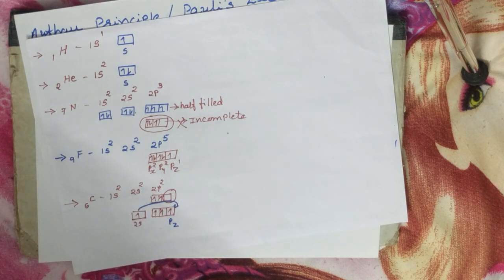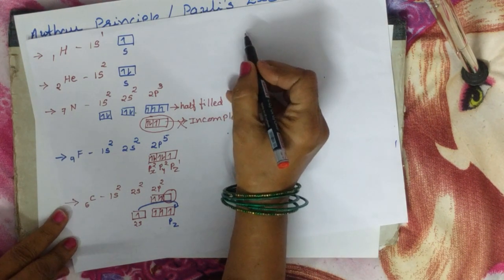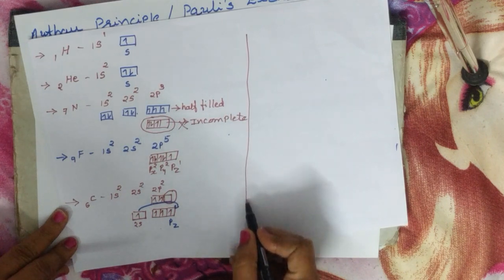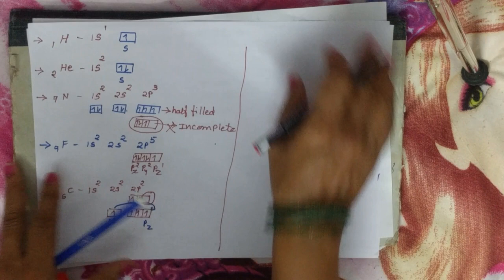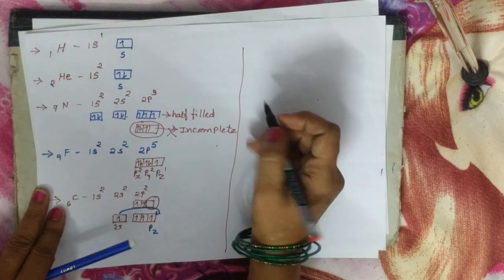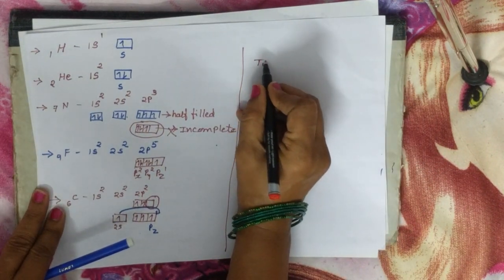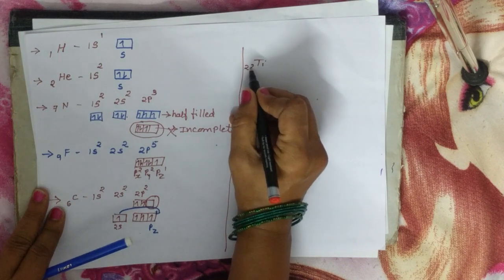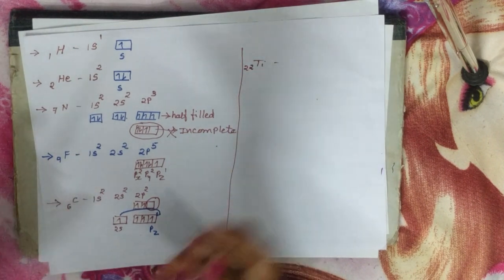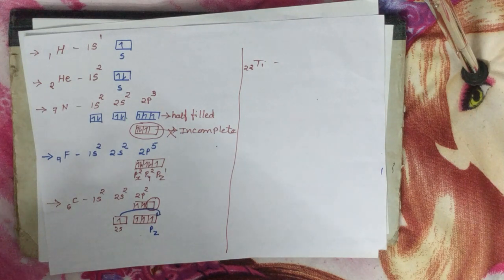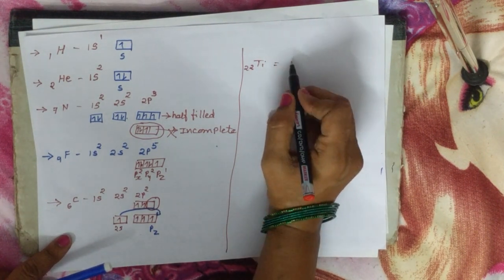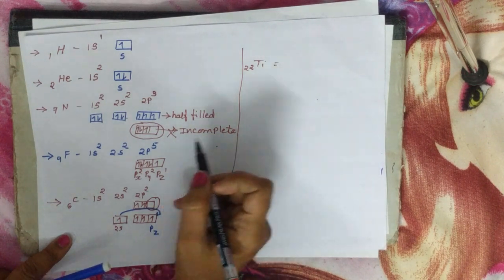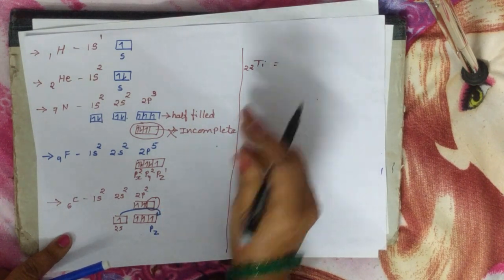Now we'll take the example of titanium. Let's go a little further. Titanium Z is equal to 22. So here, student, Z is equal to 22, so we can directly write argon. This is also another trick to write down the electronic configuration.